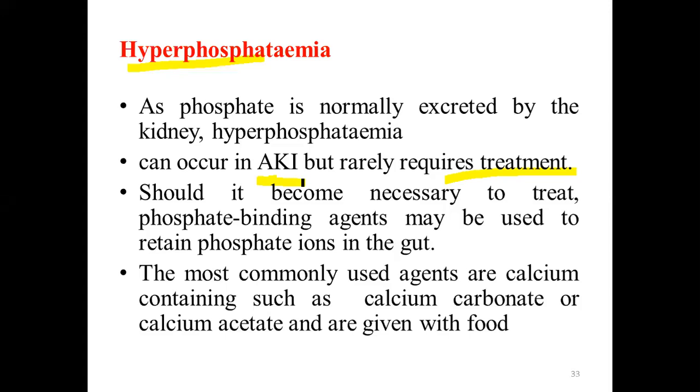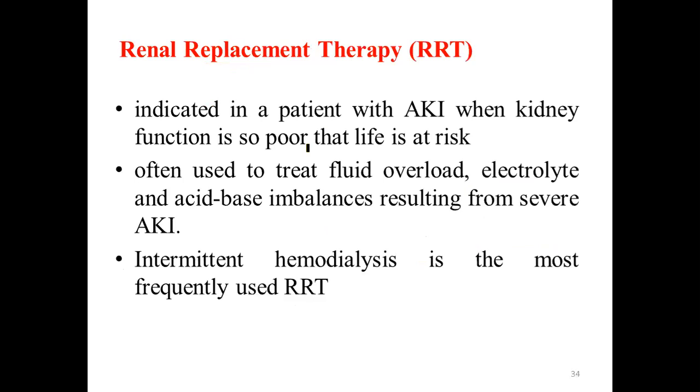So should it become necessary to treat, we have to use phosphate binding agents. The phosphate binding agents mostly available in the market are the calcium-based phosphate binders. So we give a calcium-based preparation, calcium carbonate, so that it binds with phosphate and promotes the elimination. It is mostly useful to retain phosphate in the GIT. It binds with dietary phosphate, then it promotes the elimination from the GIT. So this is the principal mechanism of how phosphate binders are useful in the treatment of hyperphosphatemia. I think maybe those groups will give us a lot of information about this condition, because this is also another common electrolyte disturbance in chronic kidney patients as well.